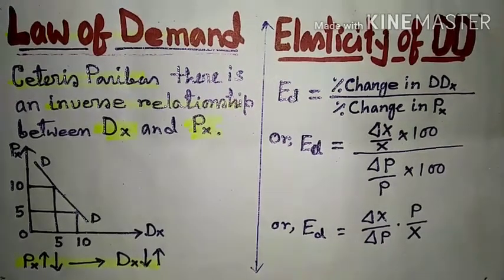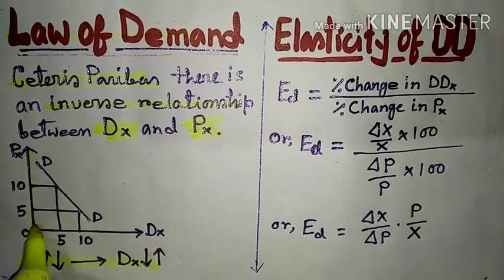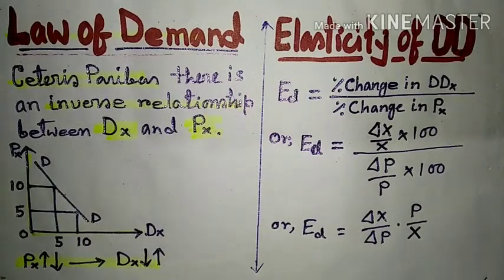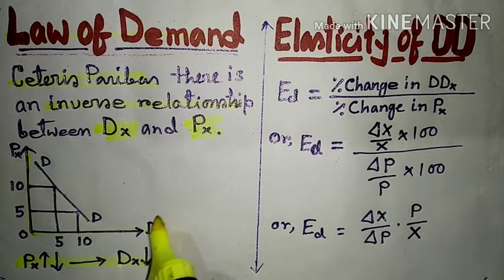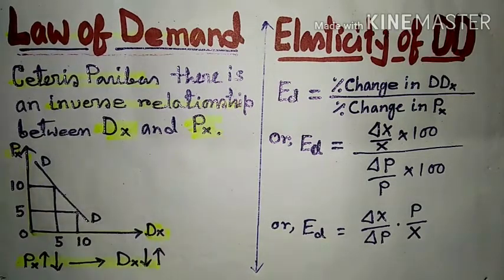And this thing has been plotted in a simple diagram. In the diagram, along with the vertical axis we are measuring px and along with the horizontal axis we are measuring dx. So initially we can see price is 10 rupees of a particular product, then the consumer or buyer is purchasing only 5 units of x good. When price has been reduced from 10 to 5 rupees, then he is purchasing 10 units. So 5 units more is purchased when price has been decreased.